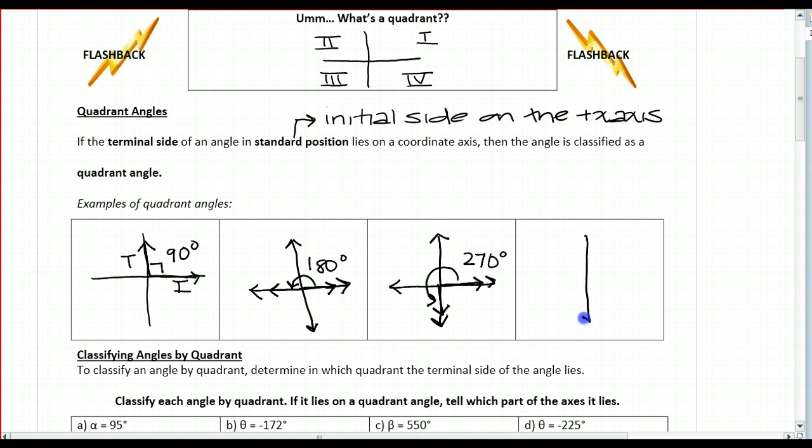The last type of quadrant angle is an angle that has its initial side on the positive x-axis and goes all the way back around and again has its terminal side on the positive x-axis as well. Can you guess what this one is? You guessed it, 360-degree angle. These are the four types of quadrant angles.